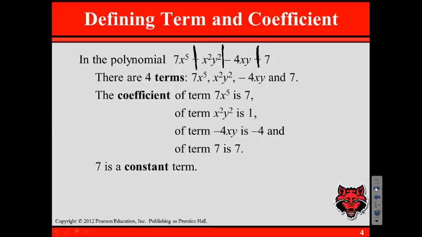The coefficient of each term is the numerical factor we're multiplying by. So the coefficient of 7x to the 5th is 7. The coefficient of x squared y squared, we don't see a number, so it's understood to be 1. The coefficient of negative 4xy is negative 4. And the coefficient of 7, anytime we have a constant, it is its own coefficient. And in this case, 7 is called a constant term.